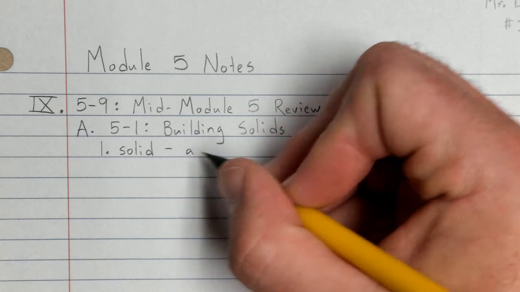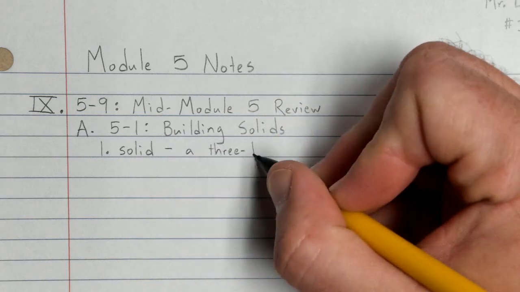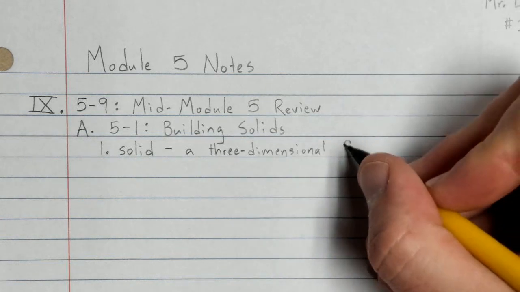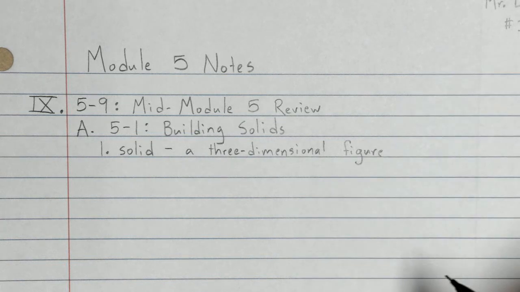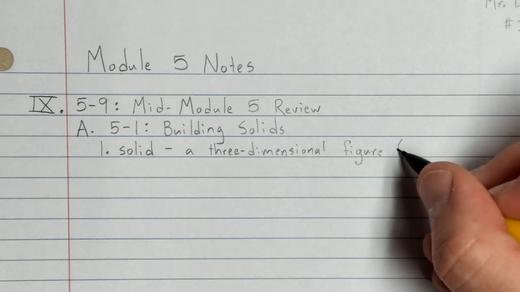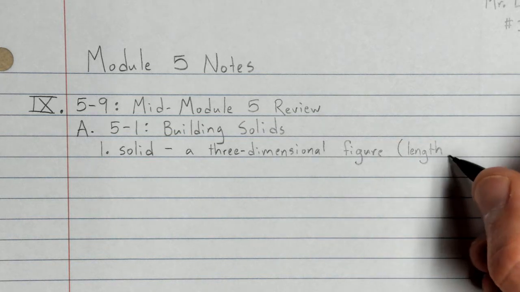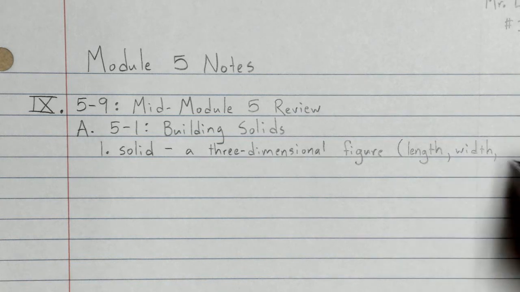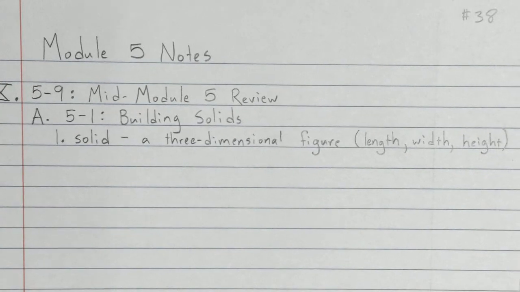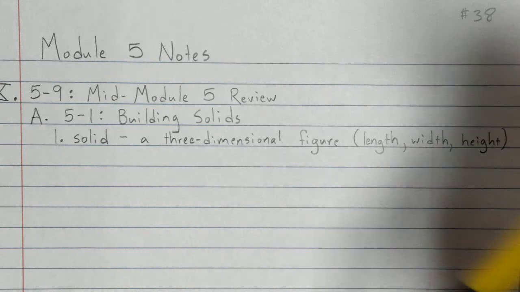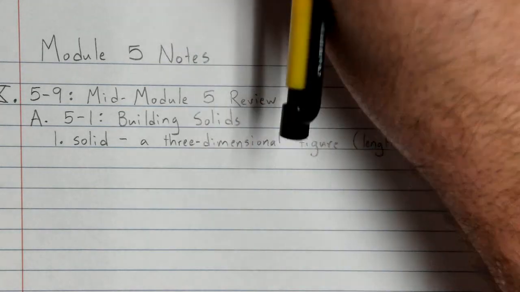A solid is a three-dimensional figure, and in parentheses I'm going to include it should have length, width, and height. I think that's probably going off the screen. Let's slide it on over. There we go. A solid is a three-dimensional figure with length, width, and height. And I know we've done that a few times. It's worth repeating. Okay, let's put those up there for later.